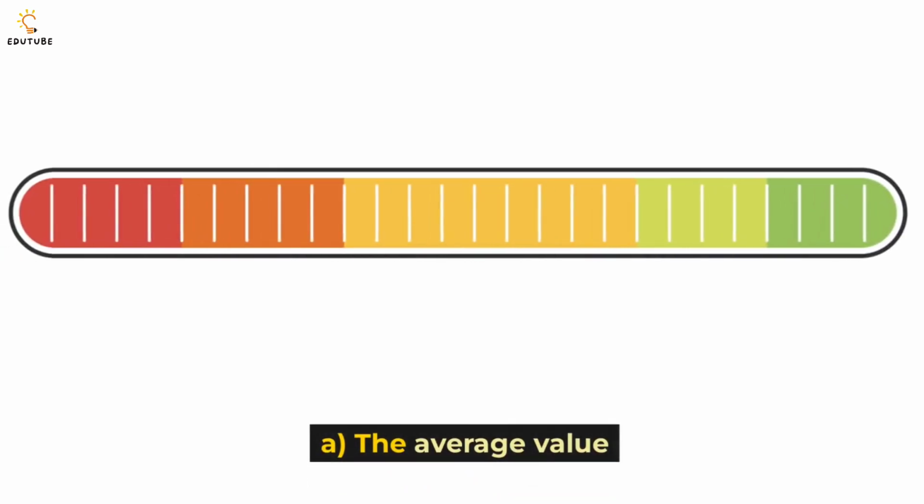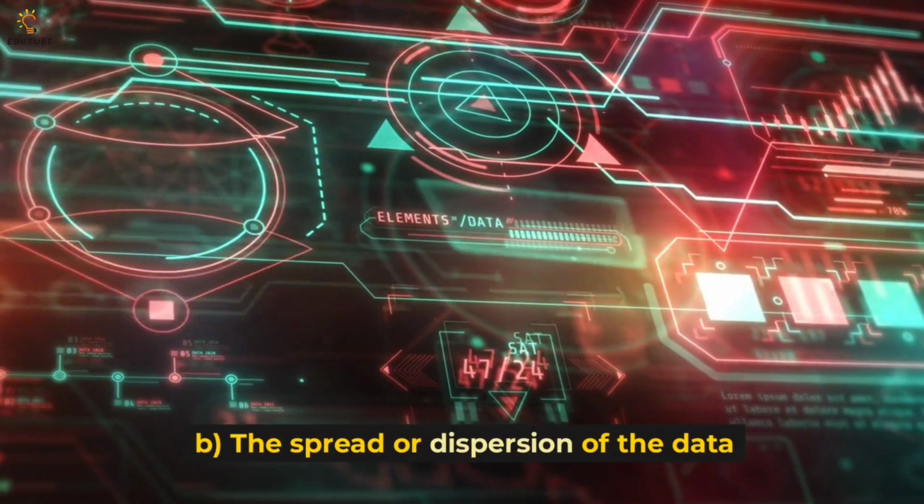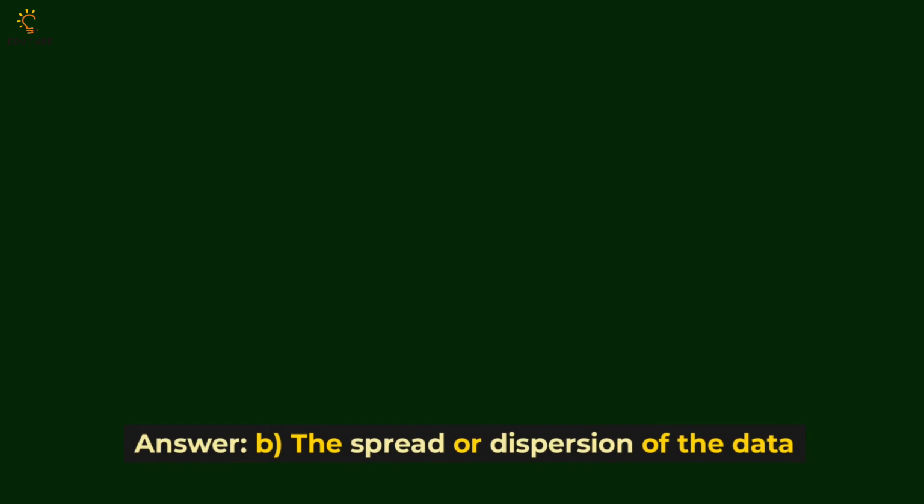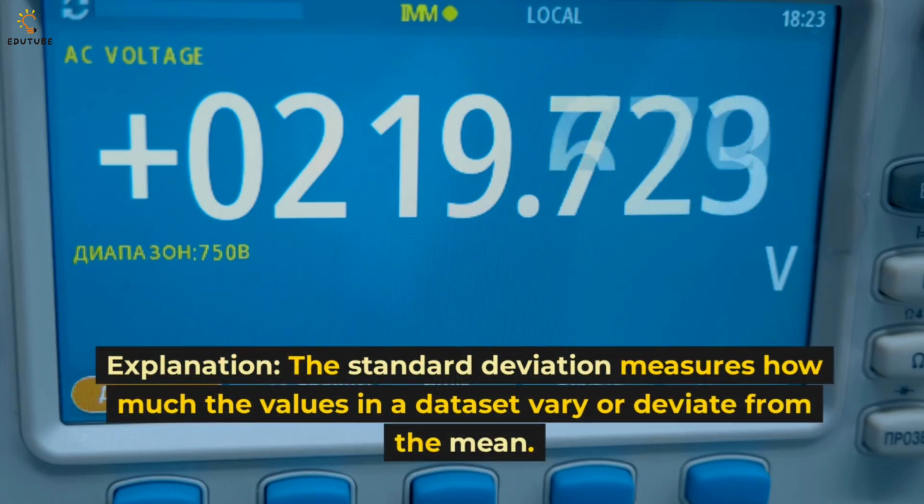A. The average value. B. The spread or dispersion of the data. C. The most frequent value. D. The total sum of the data. Answer B. The spread or dispersion of the data. Explanation. The standard deviation measures how much the values in a dataset vary or deviate from the mean.